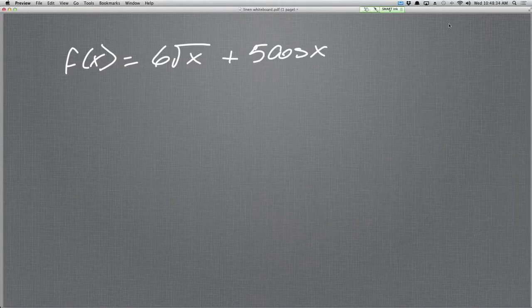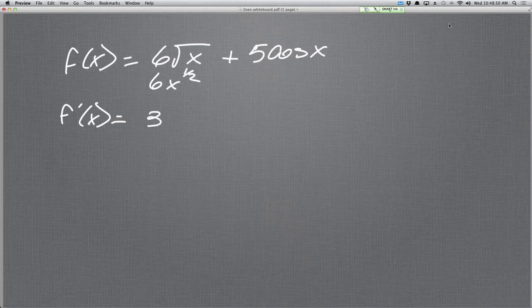All right, before I take the derivative of 6 times the square root of x, what do I want to do with that square root of x? Right, make it 6x to the 1/2. So when I take the derivative, 1/2 times 6 is 3. I subtract 1 and I get negative 1/2. Over here, the 5 is a constant coefficient, so it stays.